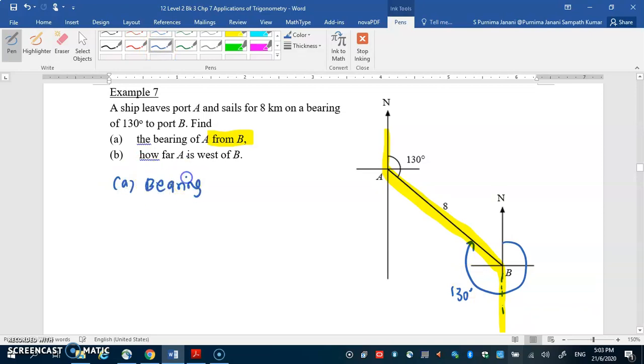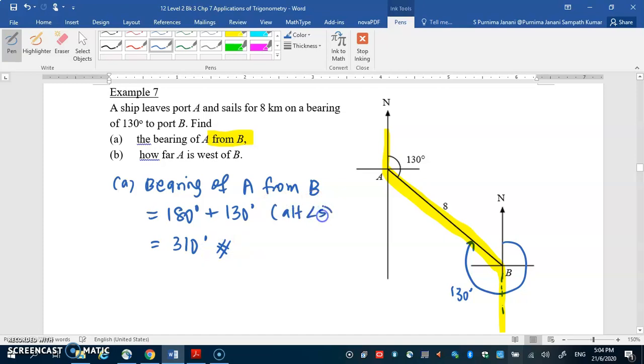Always write these short phrases to show what you're finding. Bearing of A from B equals 180 plus 130, which will give you 310 degrees. And the reason for the 130 is because of alternate angles, so you can just write that.